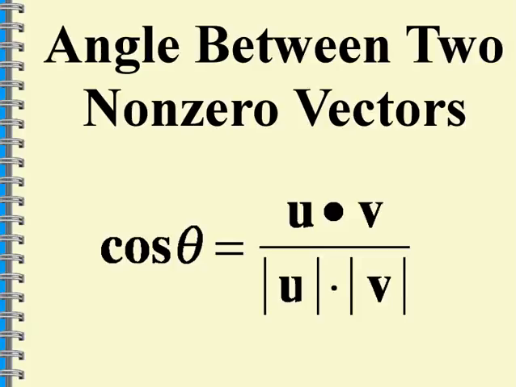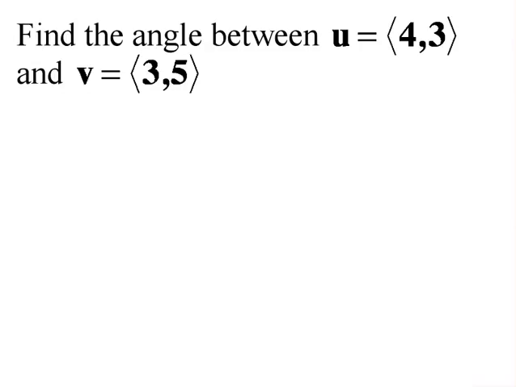Let's go ahead and look at an example. Find the angle between u equals 4,3 and v equals 3,5. What we need to do here is find the dot product between u and v, and find the magnitude of u and the magnitude of v. And that's all before we can even use the formula.